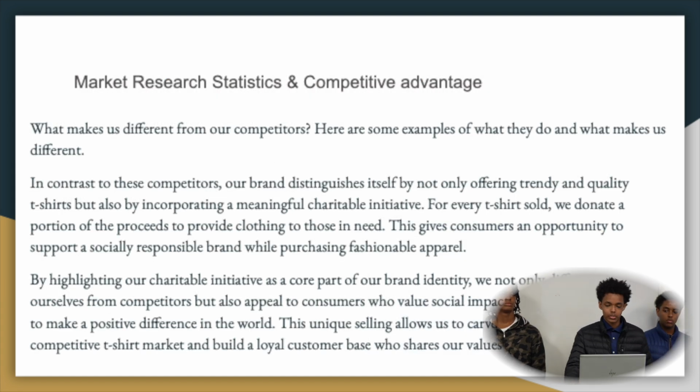Marketing research, statistics, and competitive advantage. We asked ourselves, what makes us different from our competitors? Well, in contrast to these competitors, our brand distinguishes itself by not only offering trending and quality t-shirts, but also by incorporating a meaningful charitable initiative. For every t-shirt sold, we donate a portion of the proceeds to provide clothing to those in need. This gives consumers an opportunity to support a socially responsible brand while purchasing fashionable apparel.